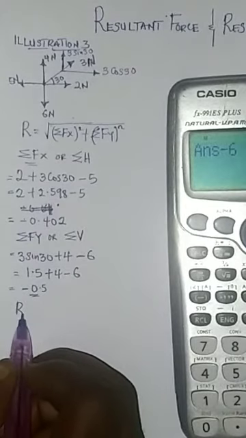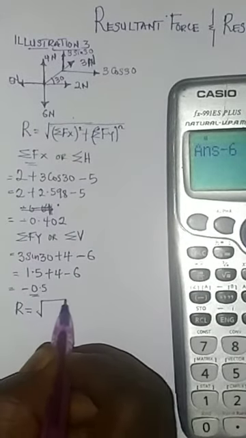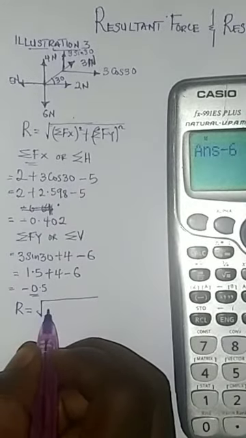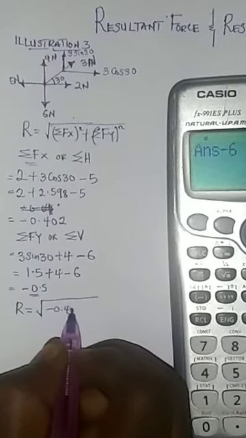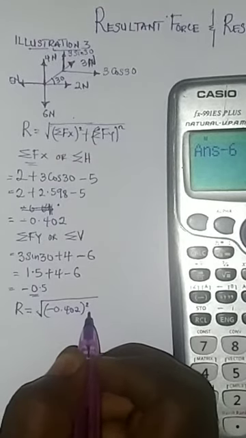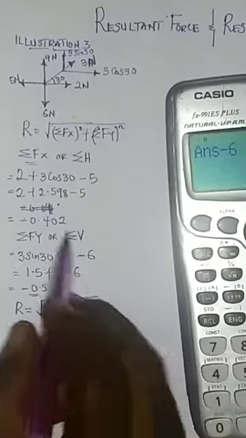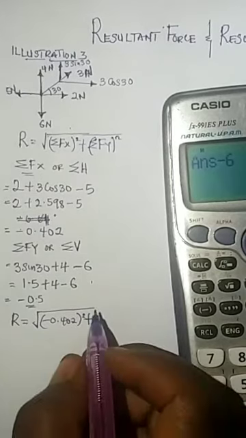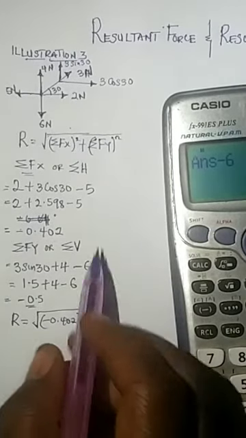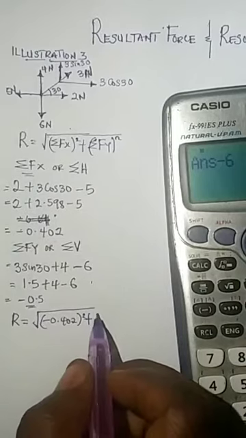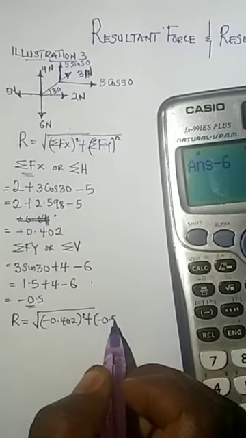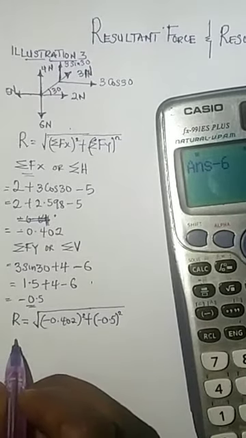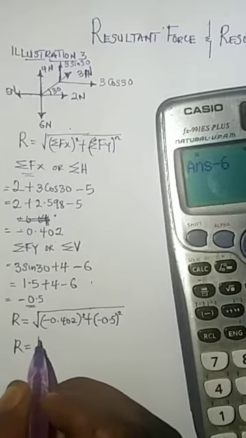So the resultant force R will give me the square root of the summation of Fx, which is given as minus 0.402, minus 0.402 all squared, plus the summation of Fy. What is that? Now the summation of Fy will give me minus 0.5. So I'll put in a bracket, minus 0.5 all squared, right? So in doing that, my resultant force will give me the square root of.